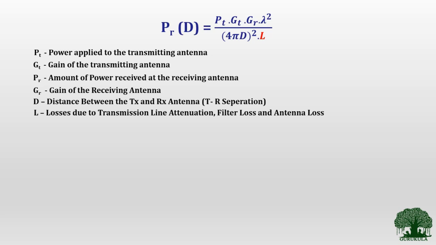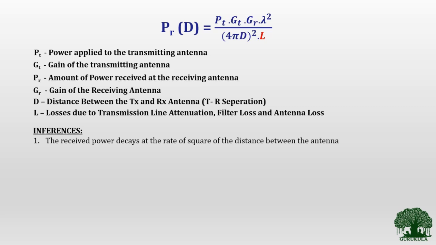So considering the Friis free space equation, you know all the terms written over here: the variables PT, GT, GR, and lambda squared. Lambda is nothing but the wavelength, L is the loss, and D is the distance between the transmitter and the receiver. There are certain inferences we can observe from this equation. The first one is that the received power decays at the rate of the square of the distance between the antennas. So when we consider this PR, I will come to this D later on.